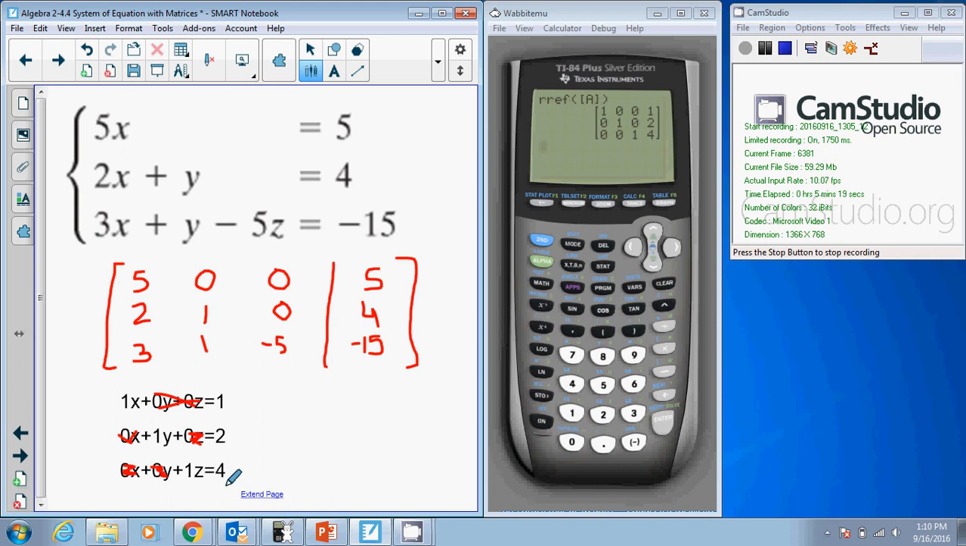But again, just like the previous problems, we want to write an ordered pair, although these are called an ordered triple since there's 3 solutions. And we write it in alphabetical order. So x is 1, y is 2, and z is 4. There is my solution to this system of equations.